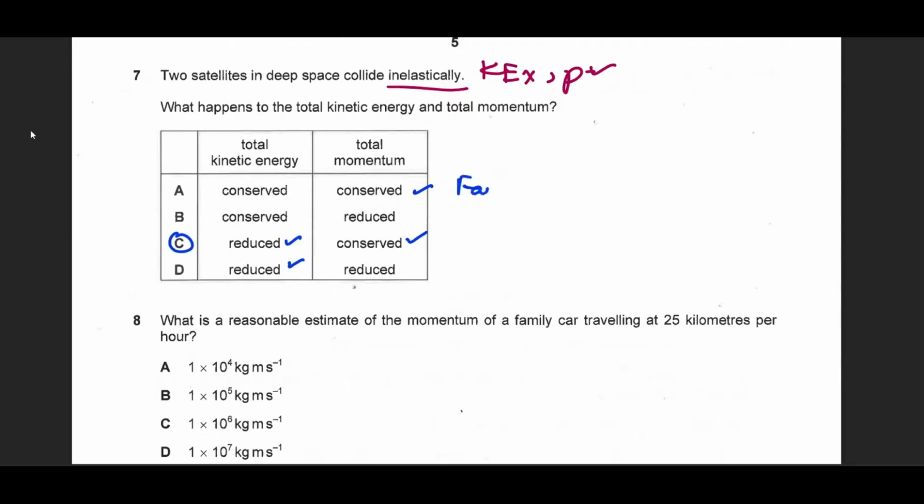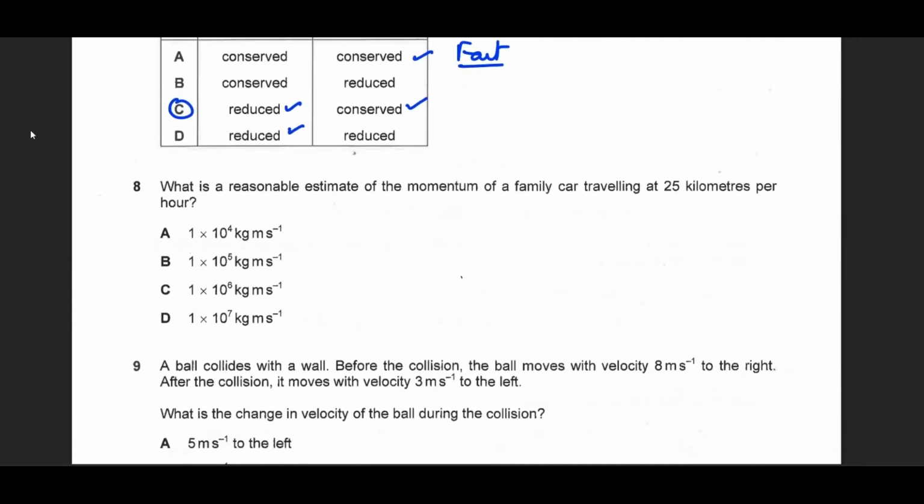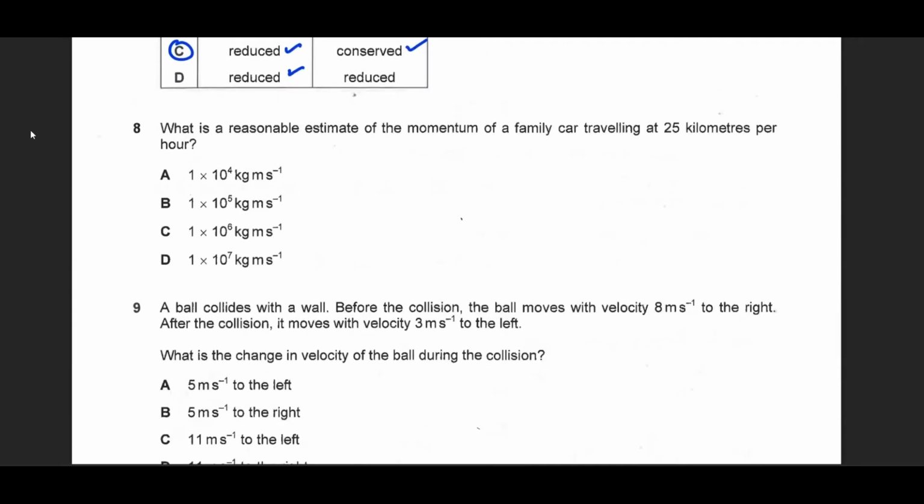This is actually a fact-based question. This is actually part of the definition of inelastic collision. Question number 8 calls for an estimation question. This time around, the examiner has shifted the estimation question to question number 8. On the other papers, you will see that this is usually question number 1 or 2 in the MCQ paper. So, he says the car is moving at 25 kilometers per hour, and you will notice that the momentum unit has meters per second.